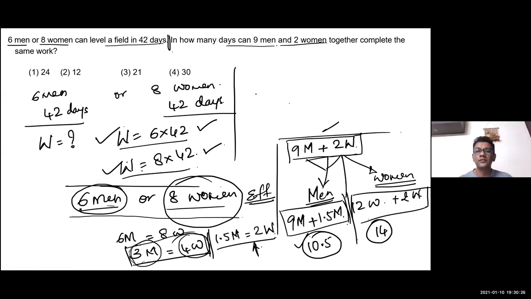Okay, who's with me in terms of men? I have 10.5 men. And who's there with me in terms of women? I have 14 women. Let's take only men: if we consider only men, how many days did 6 men take to do the work?